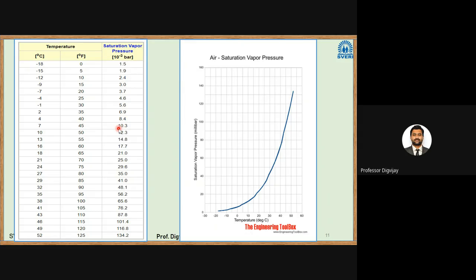So as the temperature has increased, saturated vapor pressure also increases. If you go to our current temperature, let us say 32, for 32 it is 48.1. So for 32 the saturated vapor pressure is 48.1.